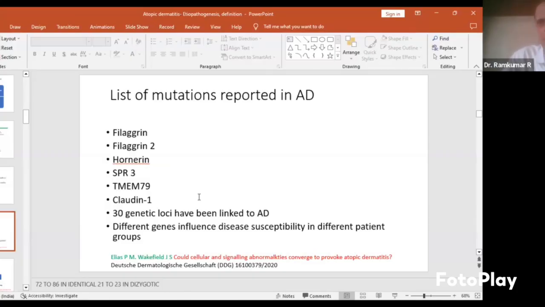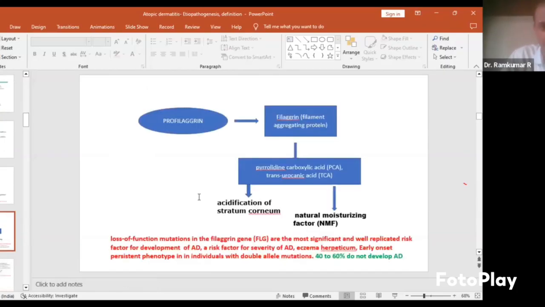For example, filaggrin, interleukin 13, and OVOL1 are three genes which are not dependent upon any ethnicity. They are reported worldwide and consistently repeated. Most of the other genetic mutations have not been reported to occur in all the communities studied.